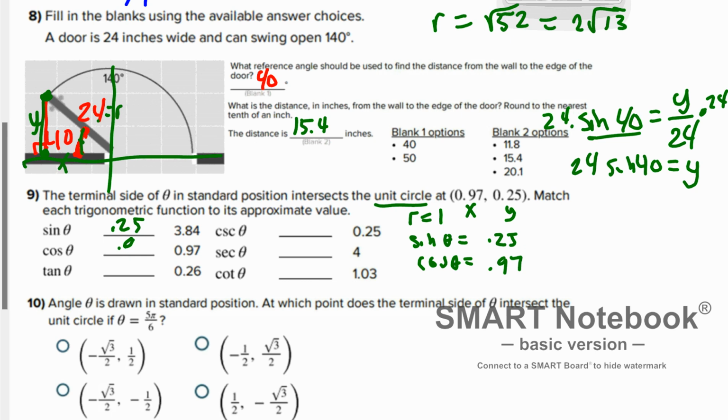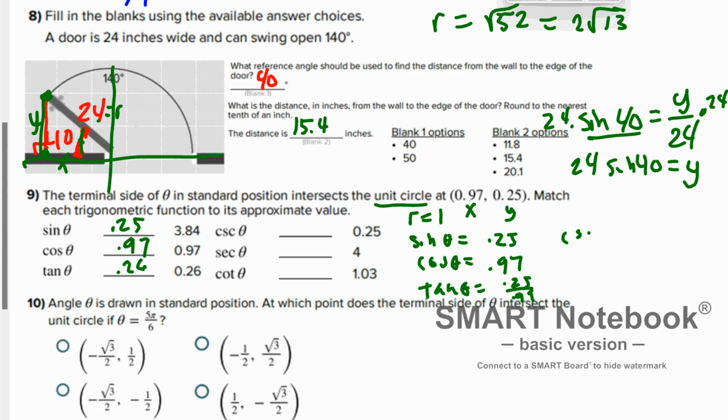Tangent is a little bit harder. Tangent is y over x. So I actually have to divide on my calculator, 0.25 divided by 0.97, and I get 0.2577, so 0.26. Then we can just flip those.